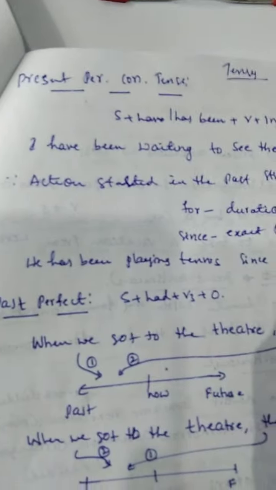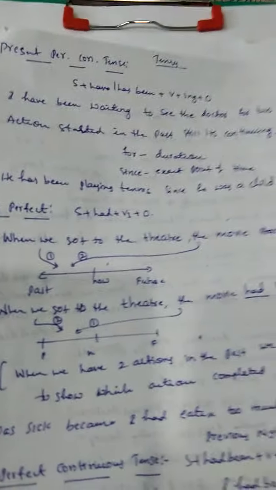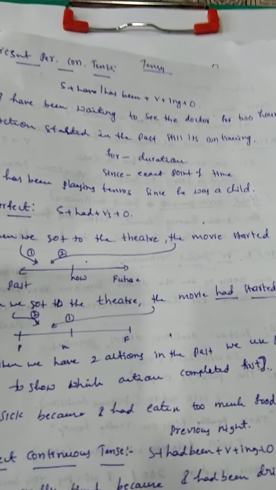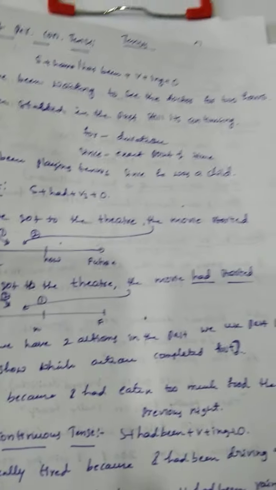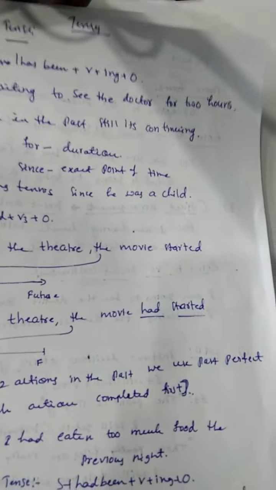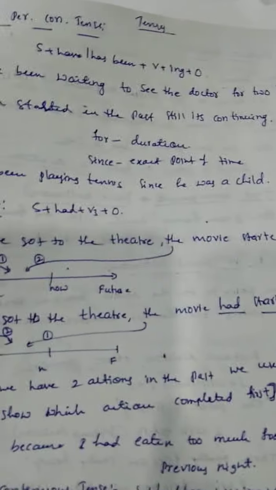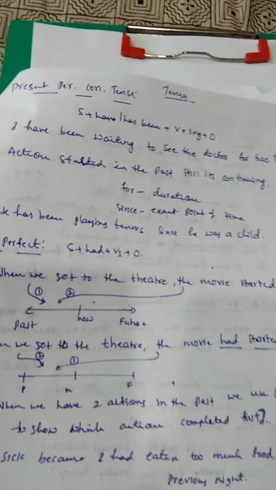When do we have to use this present perfect continuous tense? We have to use it if the action started in the past and is still continuing. If the action started in the past and is still continuing in the present, then we have to use this present perfect continuous tense. For example, movie making. For example, the Bahubali movie.